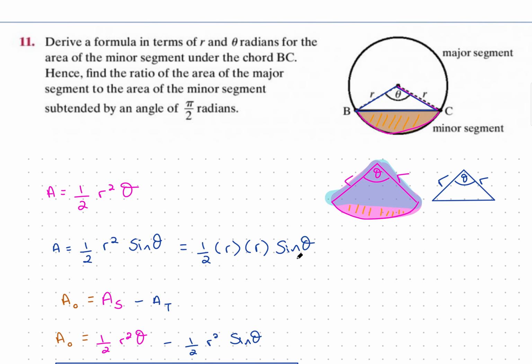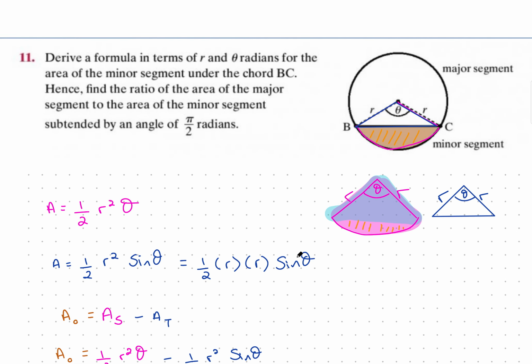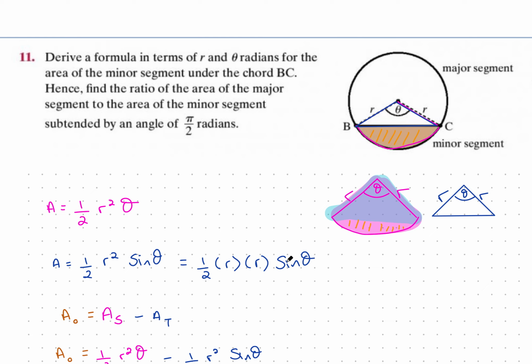Now, the second part of the question gives us a value for theta, but it asks us then to calculate the area of the major segment and get that as a ratio to the minor segment. Now, the major segment is going to be all of the white.